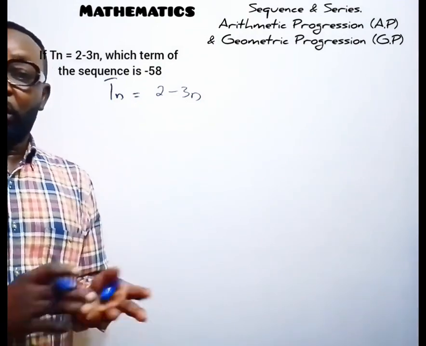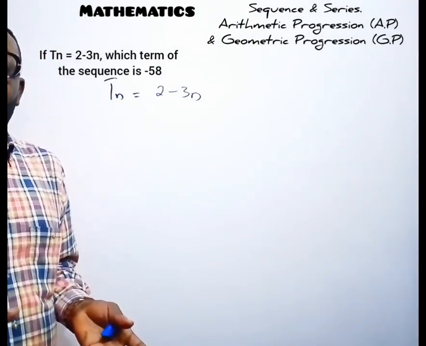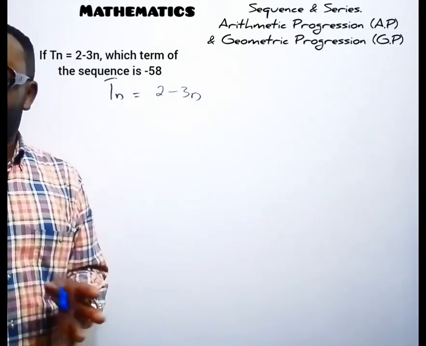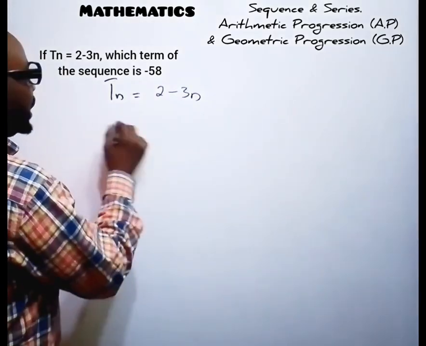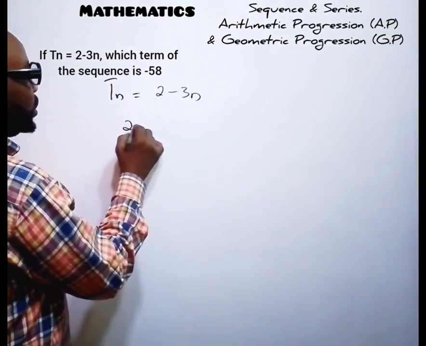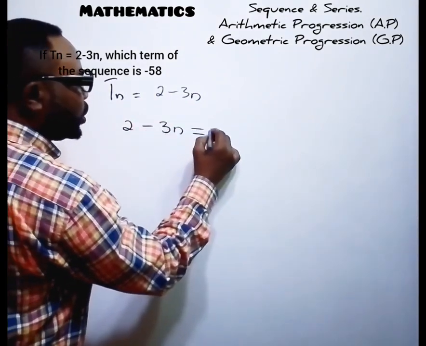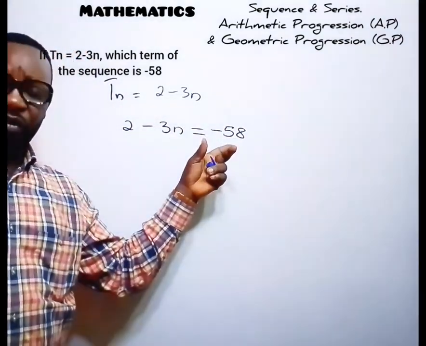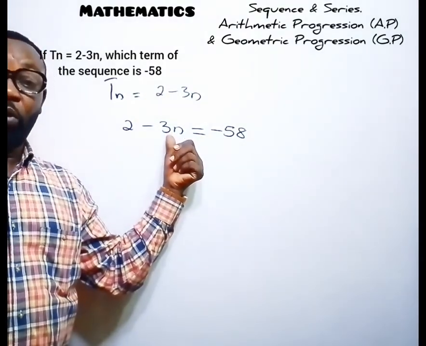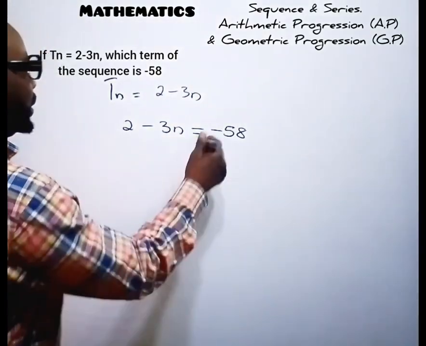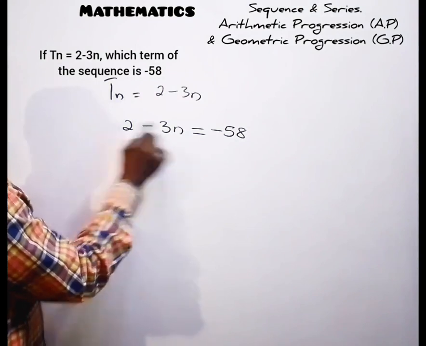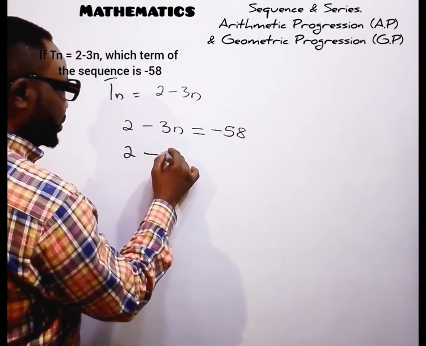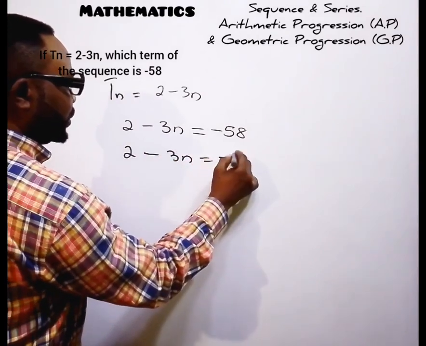We are not given the number of terms. We are only given the value of that particular expression. So we can now say that 2 minus 3n is equal to minus 58, equated to the value given to us, in order for us to get the value of n here. Let's make n the subject of the formula. We have 2 minus 3n, which is given to be minus 58.